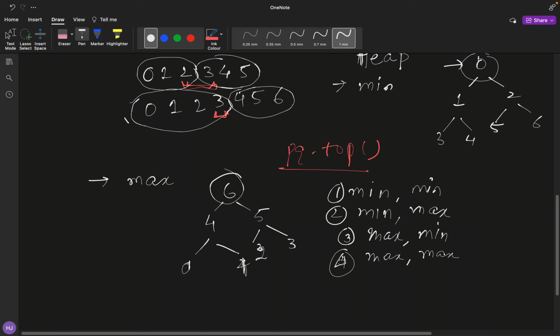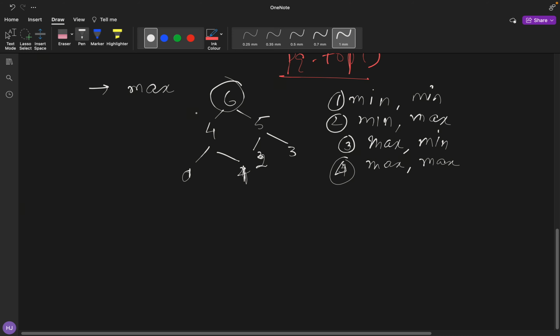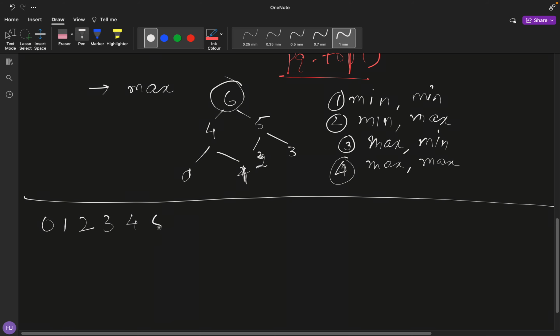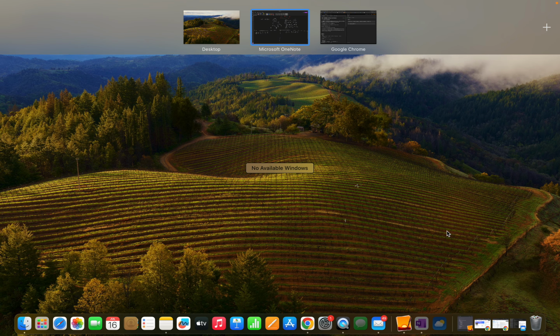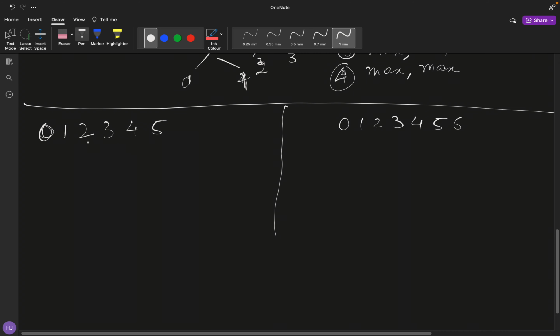Suppose I try to compute using 2 min heaps. Let me just draw my array. I will use an even length this time, and in the other case I would use an odd length. So suppose I try to compute using 2 min heaps. I've already said that I will divide my array in such a way. So the first option is taking 2 min heaps.